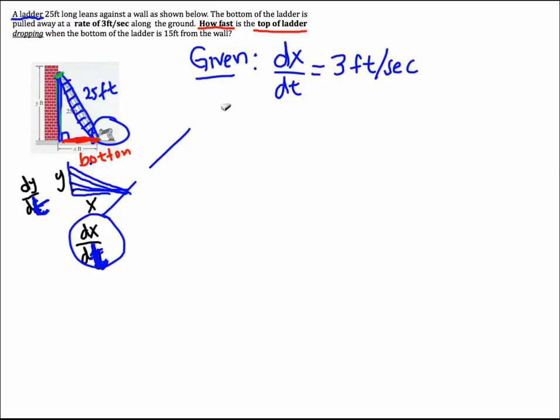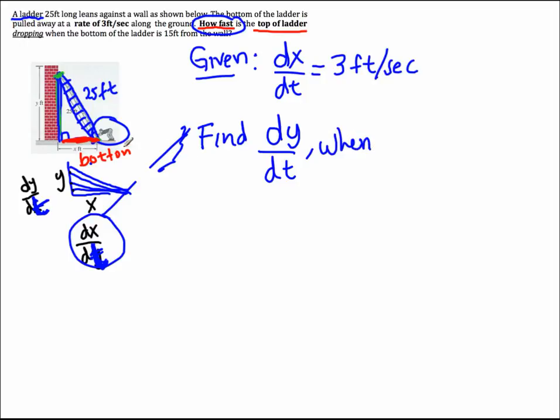So here we go. They want you to find how fast dy/dt, the top of the ladder. That's why I selected dy/dt. This is the top of the ladder, and that belongs to this y variable. When the bottom is x equals 15 feet.